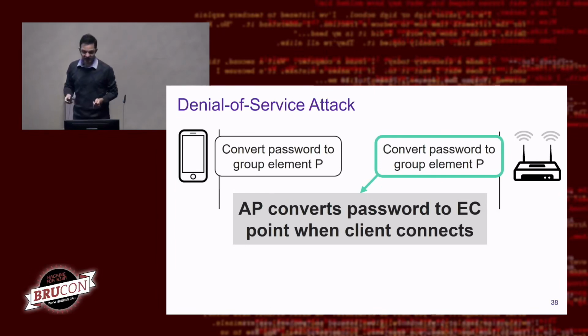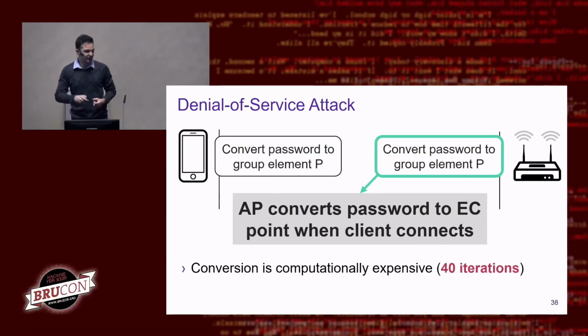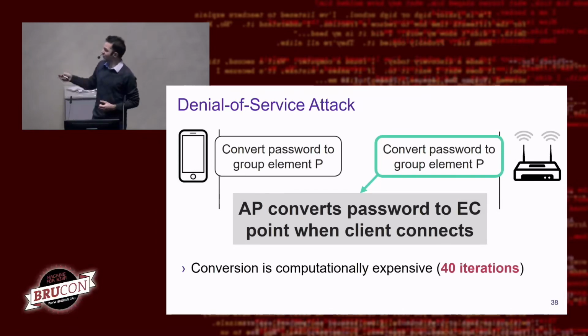And the reason why is that this element P here also depends on the MAC address of the client. And of course, we cannot predict, at least in general, the MAC addresses of our clients. Which means whenever a client connects, an access point needs to execute this algorithm. And this algorithm is quite computationally intensive. Because remember, when we use elliptic curves, we always use at least 40 iterations.